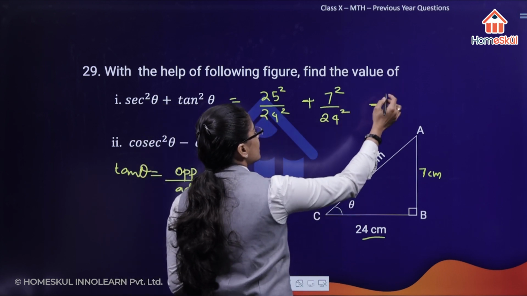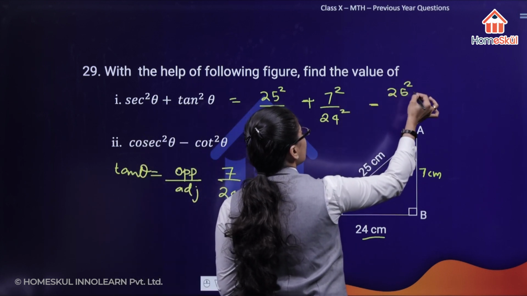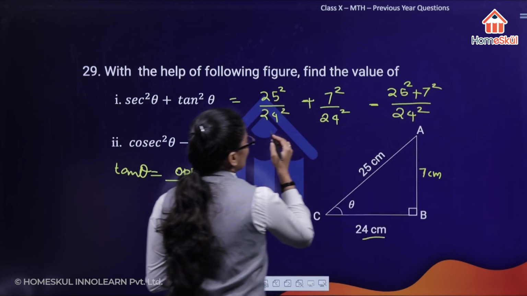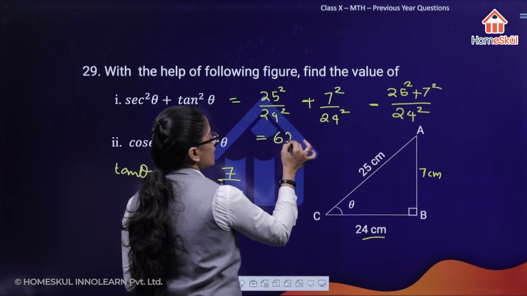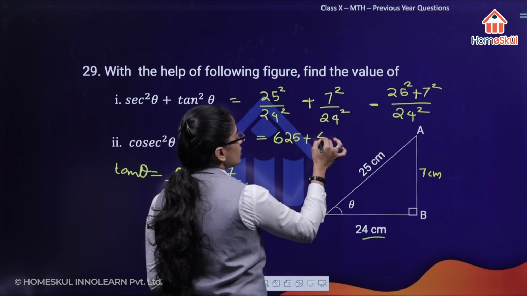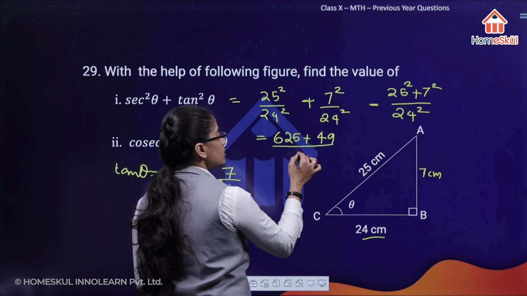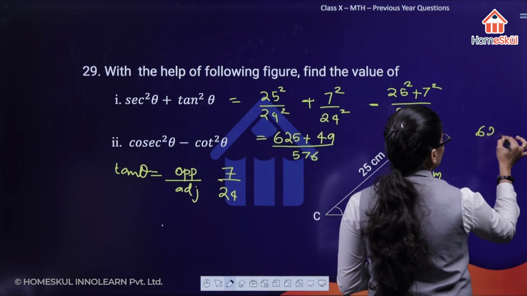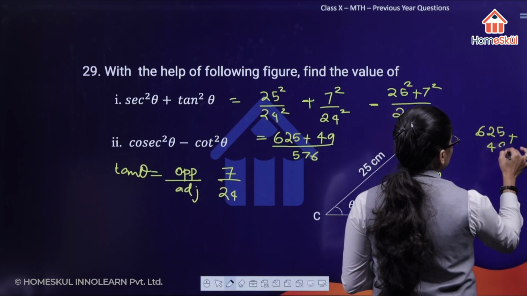So, we could add the numerators. It will be 25 square plus 7 square divided by 24 square. What is 25 square? It is 625. 625 plus 49 divided by 24 square, which is 576. What is 625 plus 49?